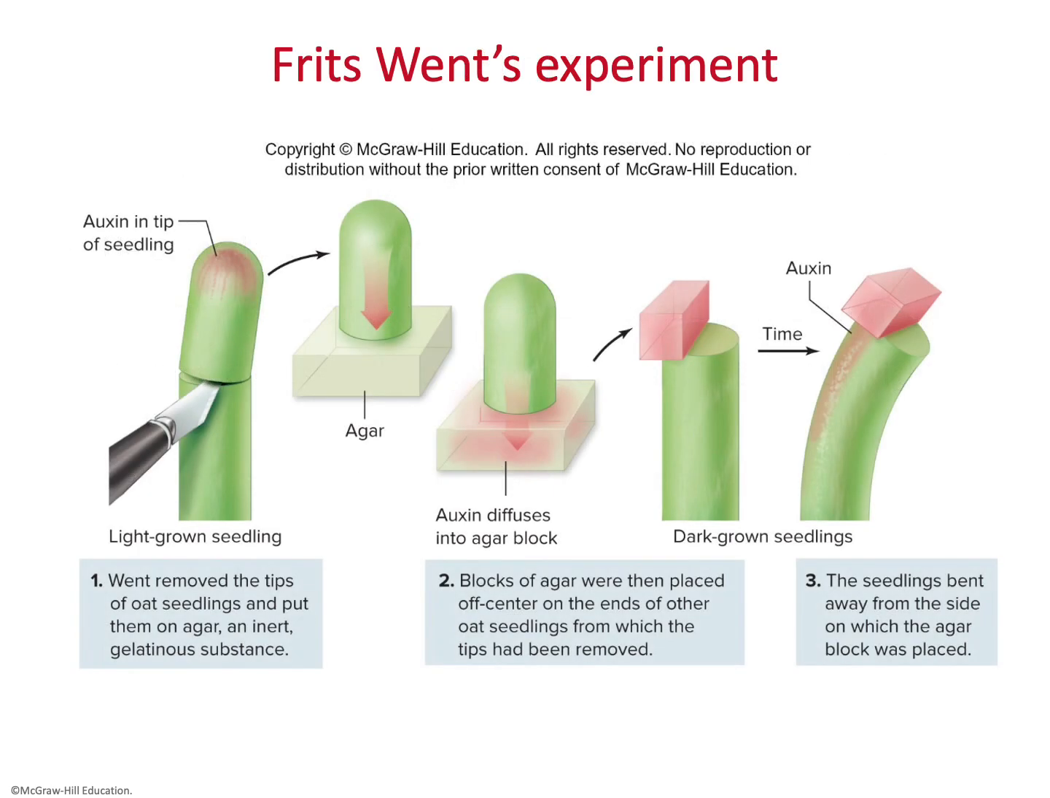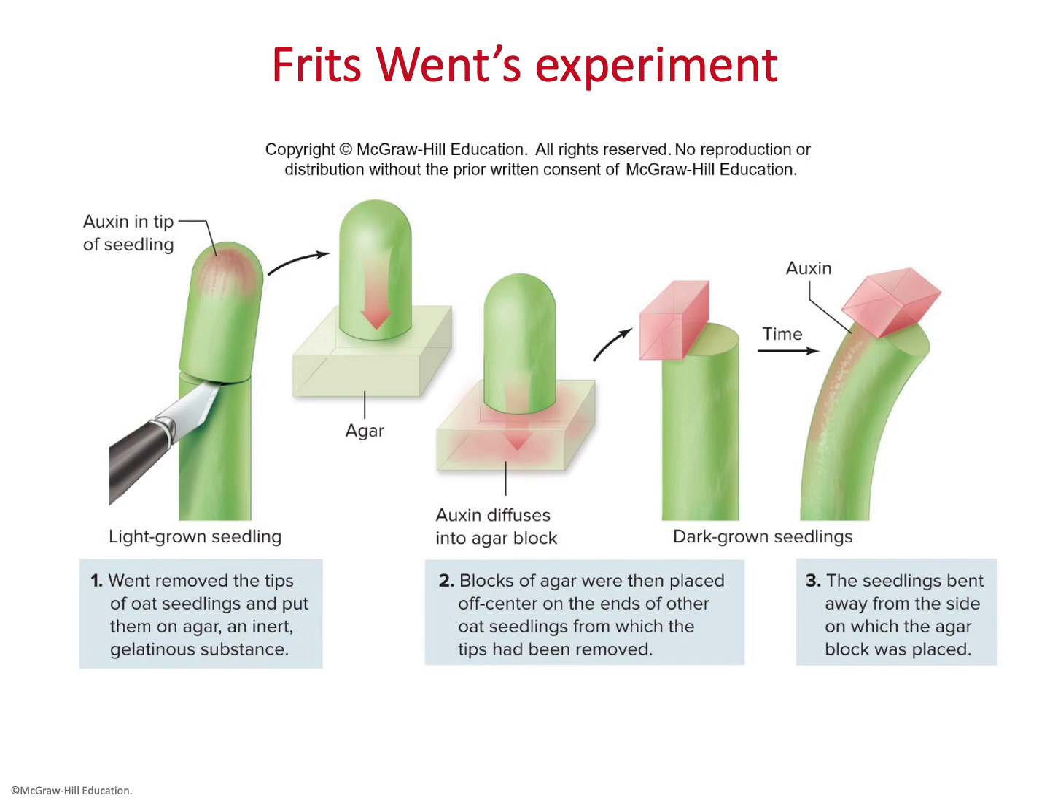So here is Went's experiment. He took these oat seedlings and illuminated them with light, and after that he cut off the tip of these seedlings and placed them on agar, which is a gelatinous substance. Whatever chemical is produced in the tip of this shoot because of the illumination will diffuse into the agar block. Once it has diffused, he has these dark-grown seedlings. He placed this block of agar on the side of these seedlings.